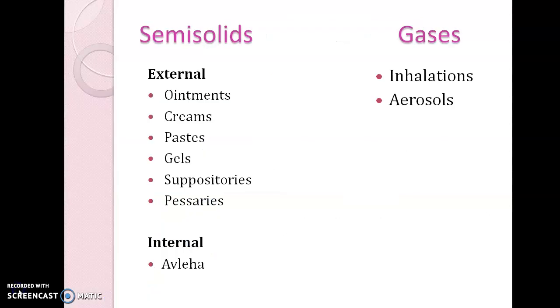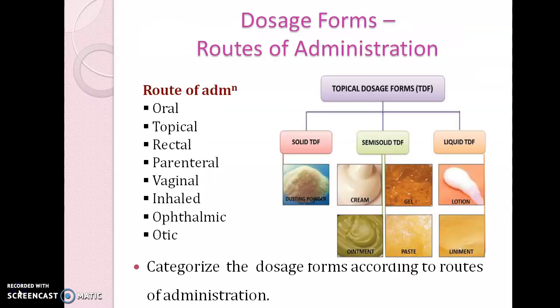Next, semi-solid dosage forms. Semi-solid dosage forms are mostly viscous or highly consistent in nature. Mostly they are external preparations like ointments, creams, pastes, gels, suppositories, and poultices. In internal, we have Ayurvedic avalehas. And last but not the least, gaseous dosage forms, in which for optimum drug release, we have inhalations and aerosols.